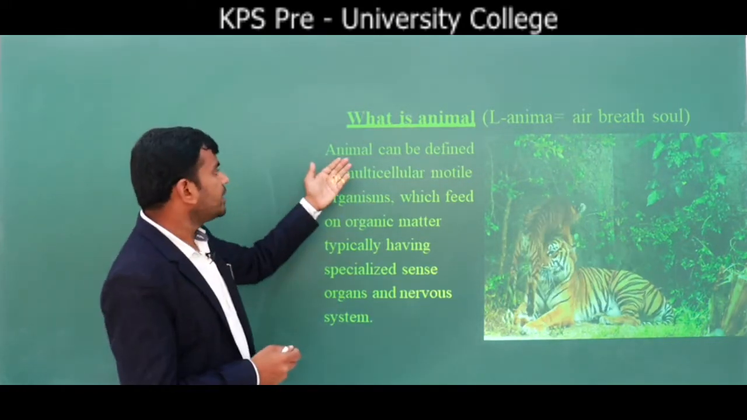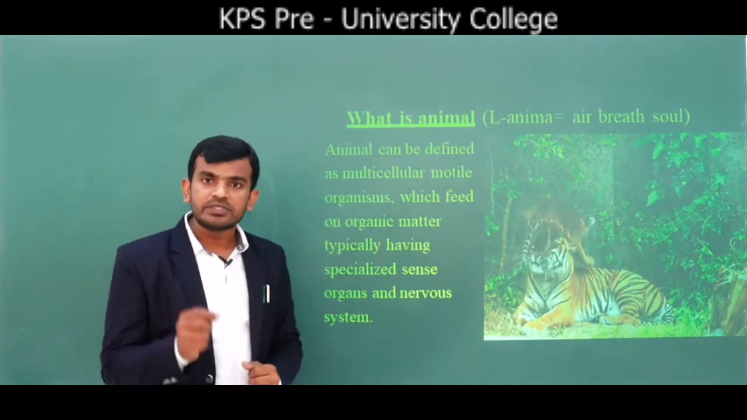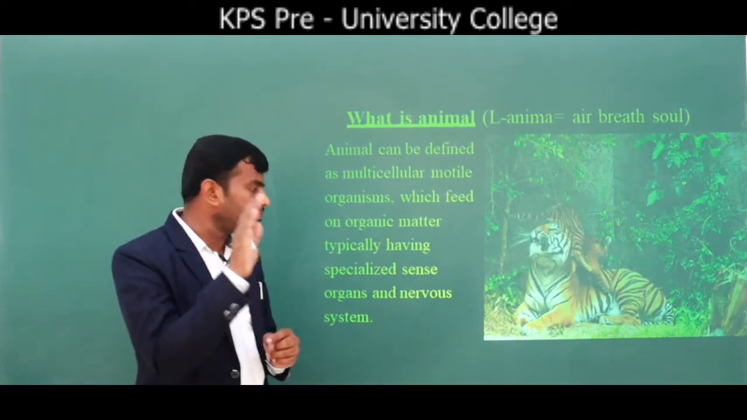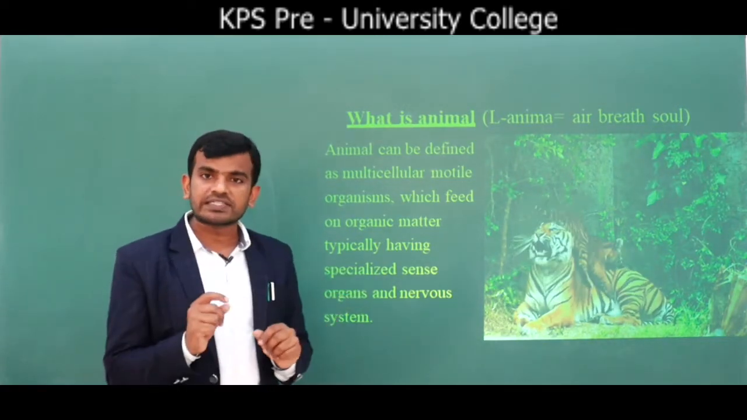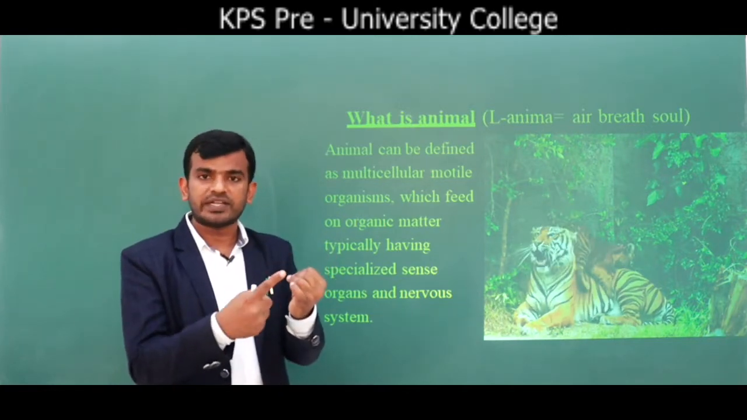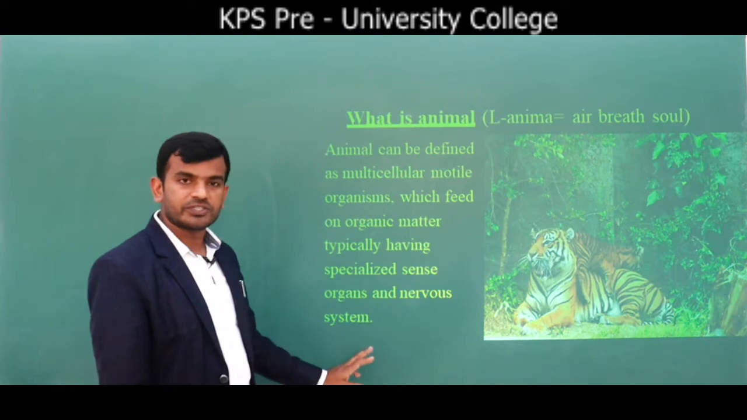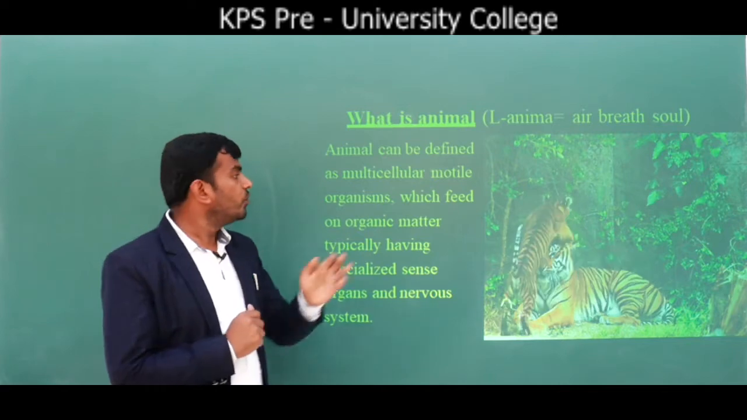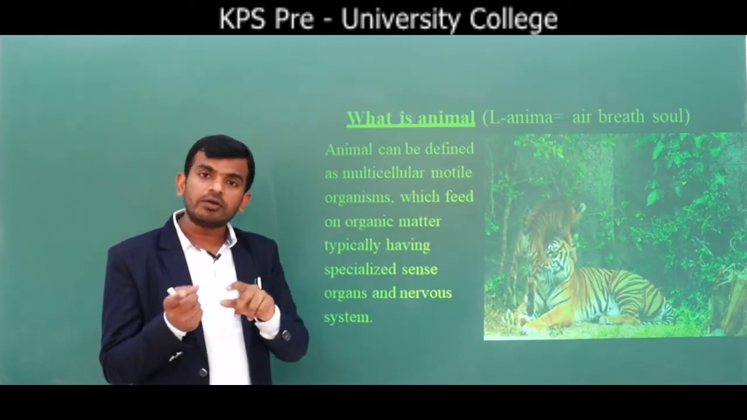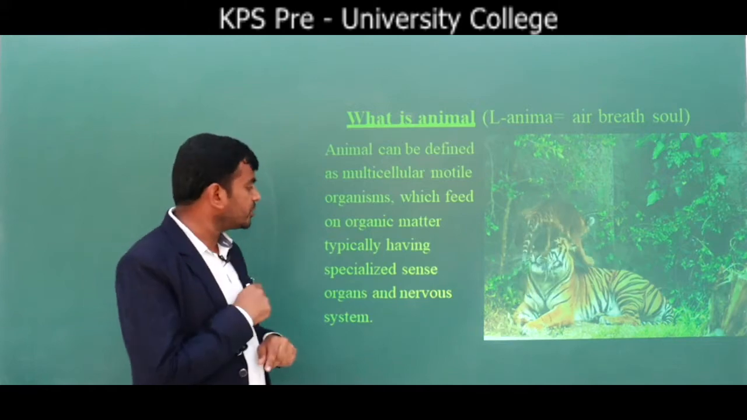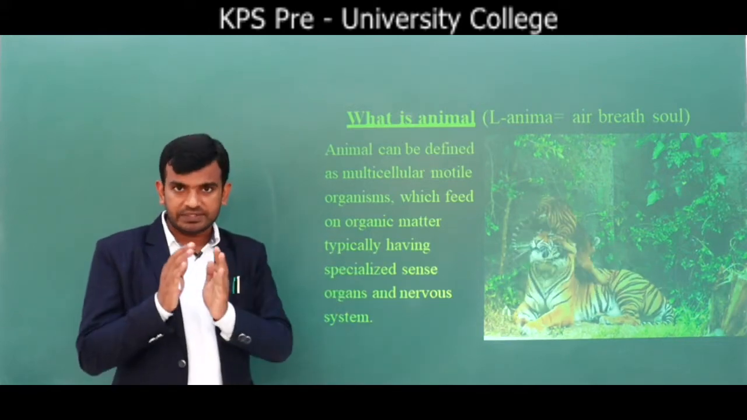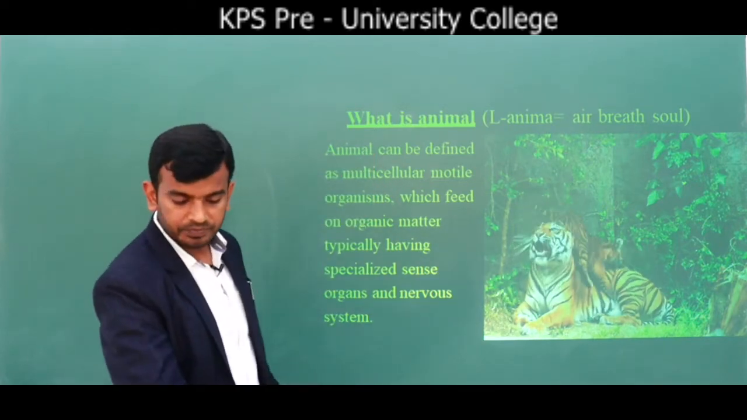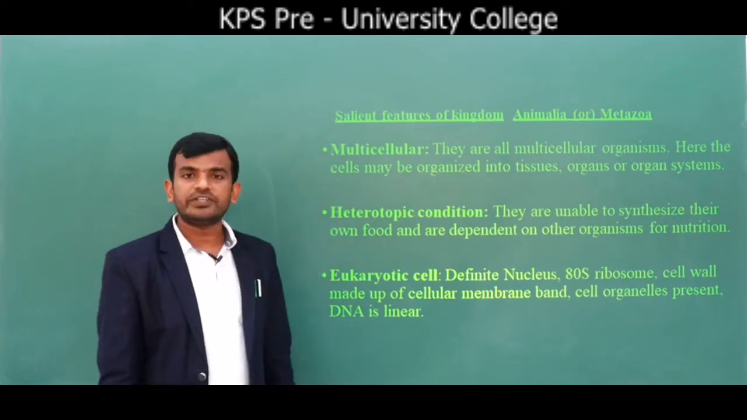Okay, so animal is defined as multicellular organisms which have movement, that means motile organisms. They feed on organic matter, that means they depend on plants, as well as they have sense organs like eyes, ears, nose, tongue, as well as skin you can see, and also have nervous system. So what is an animal? Animal is defined as multicellular organisms which have movement, which depend on plants for their food and nutrition. They also have well developed sense organs as well as nervous system. So this is nothing but what? An animal. See here, let's see the salient features of kingdom Animalia.